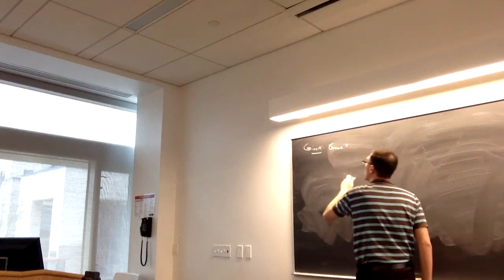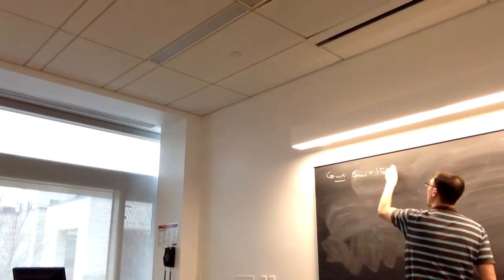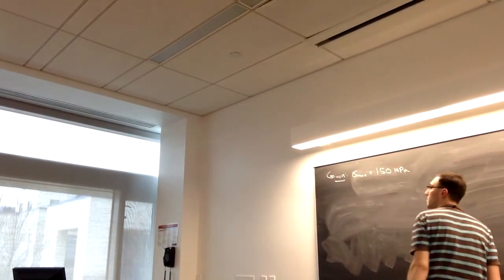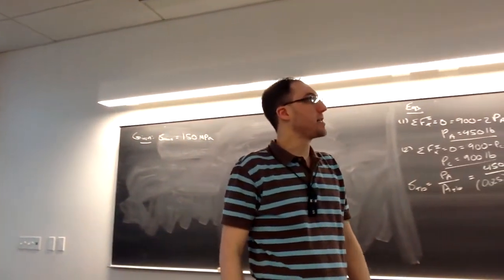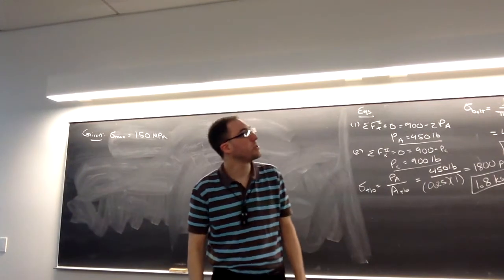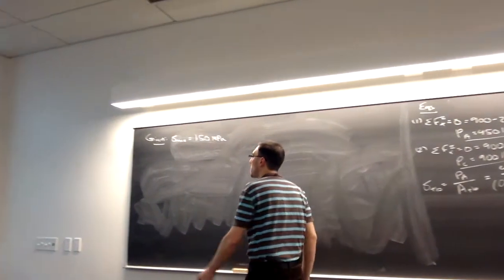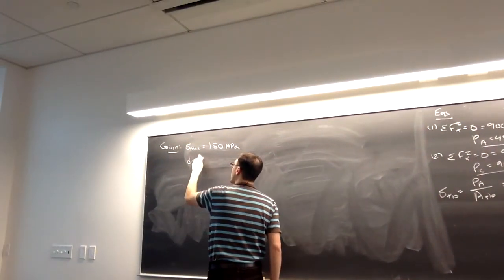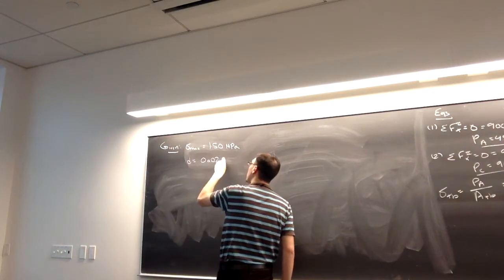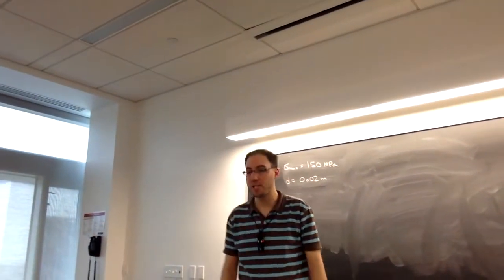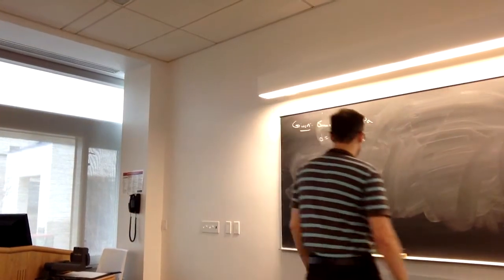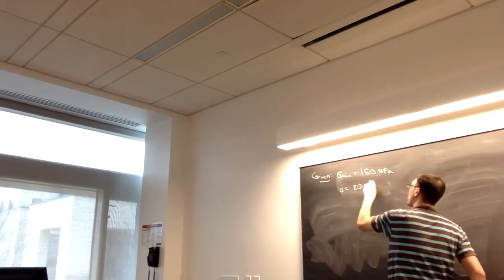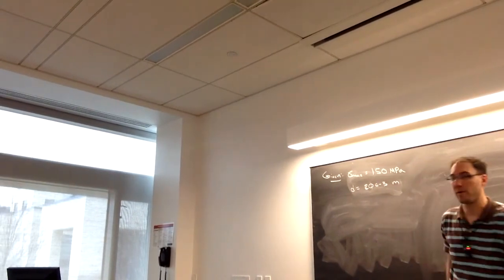We're given the maximum allowable stress, 150 megapascals. Every piece of the truss has the same cross-section. 20 millimeter diameter is the bars. So the diameter is going to be 0.02 meters. I'm going to use base units here for the calculation. This will be easier. I'll say 20 times 10 to the negative third meters will be an easier way to represent it.